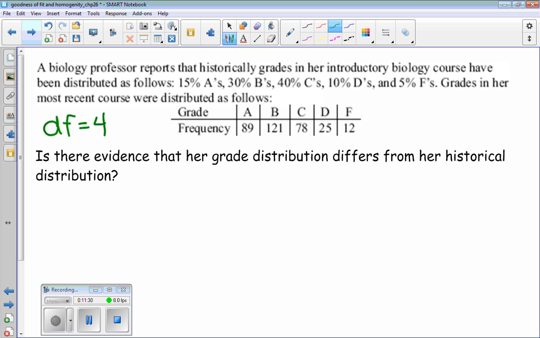My observed data is what we see here in that table. That's what I observe. And then we're going to have to find our expected. What do we expect to happen? So we're going to create an A, B, C, D, and F, and we're going to find how many I would expect to be in each.